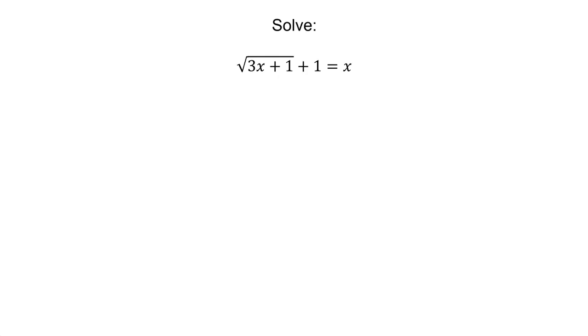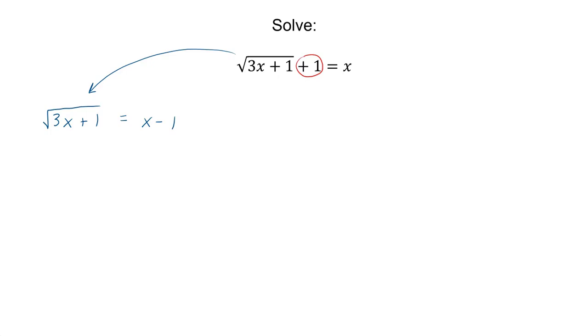In this equation, we can see on the left that the radical is not isolated. There's an additional term of plus 1 that we need to move over to the right side of the equation first so that we can isolate the radical. So let's start by subtracting 1 from both sides of this equation. Subtracting 1 from the left gives us the square root of 3x plus 1, and subtracting 1 from the right gives us x minus 1.